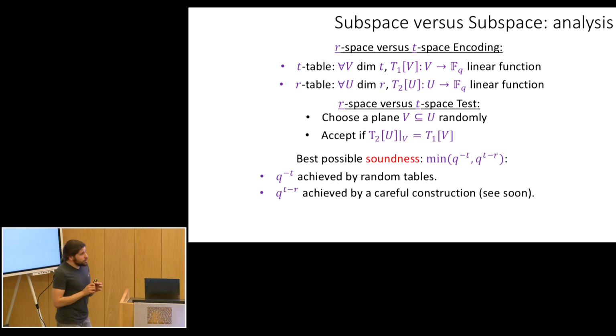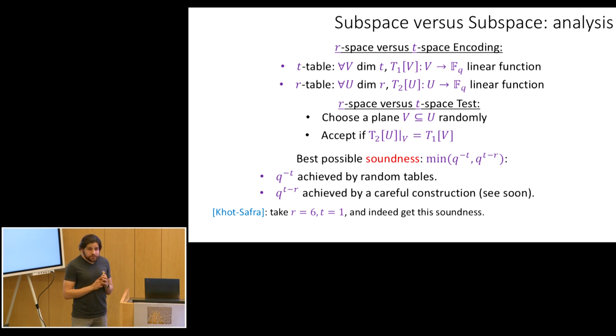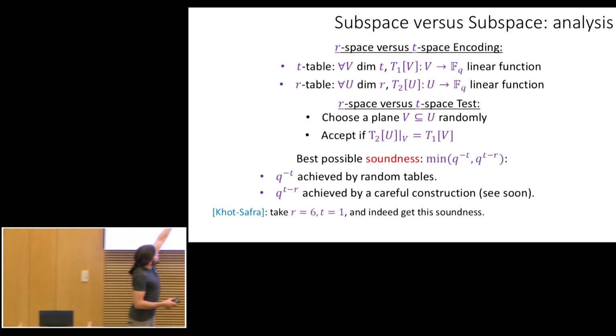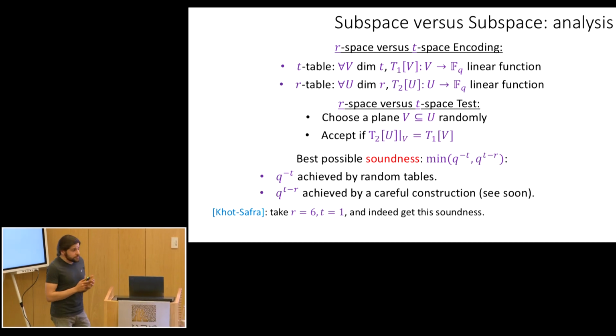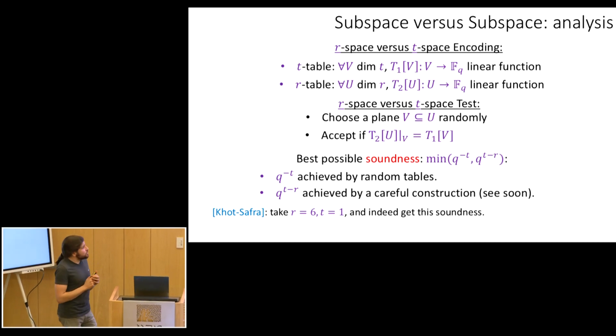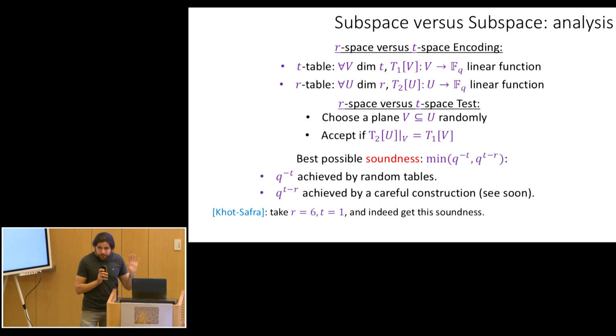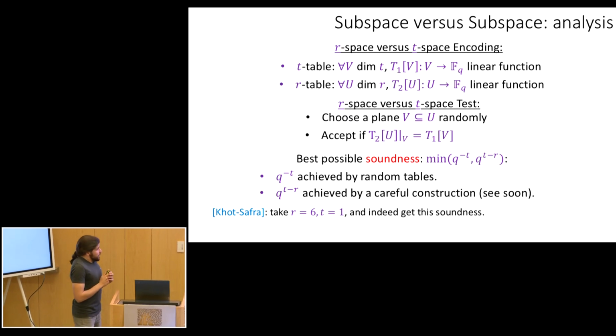And let me make the comment now that was already mentioned here, that this work of Kaufman and Safra actually really uses this recipe. They don't really discuss all of this business, but if you look at their paper, their encoding is to take 6-dimensional spaces versus points. So R equals 6 and T equals 1, and they really utilize this Q to the minus T. They show that this is actually what's happening, and it's a really clean analysis. Sorry, Q to the T minus R. Yeah, thank you.